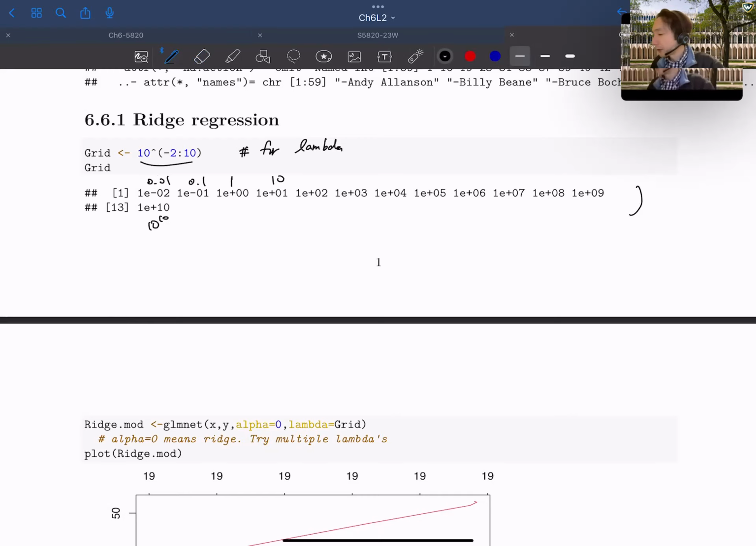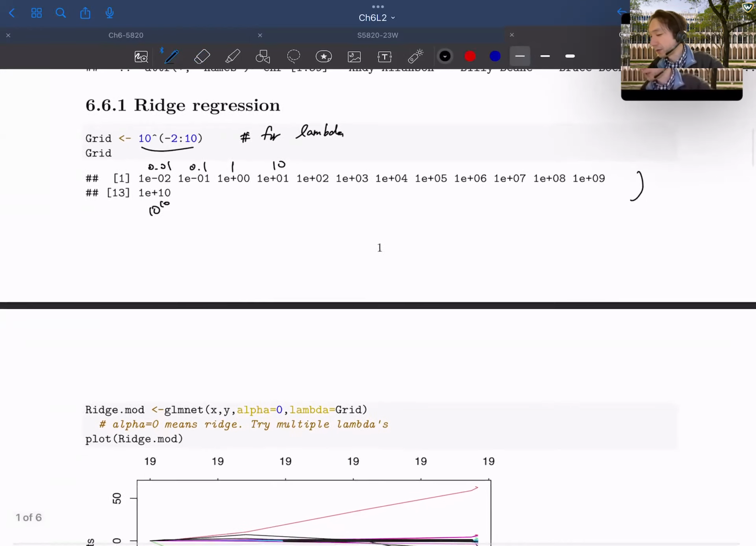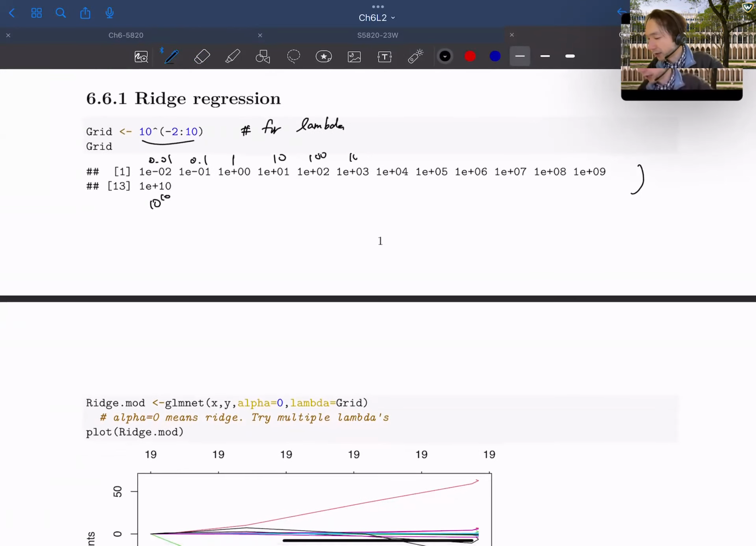So usually for lambda, the small difference doesn't really matter. So lambda equal to 3 and lambda equal to 4, the difference is very small. So we take an exponential scale to see what the appropriate lambda is.